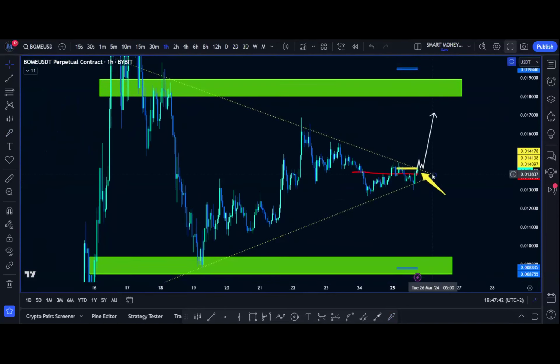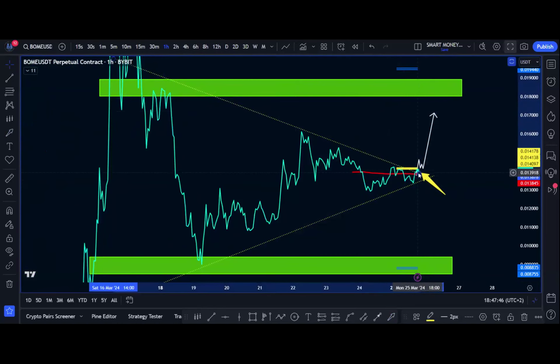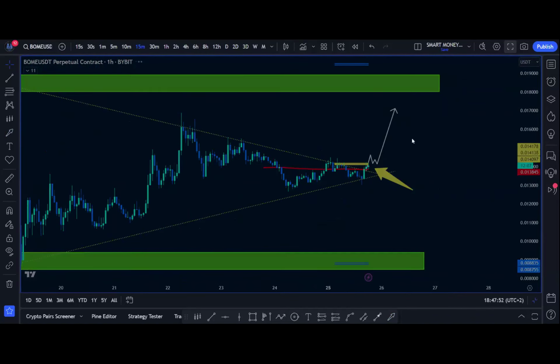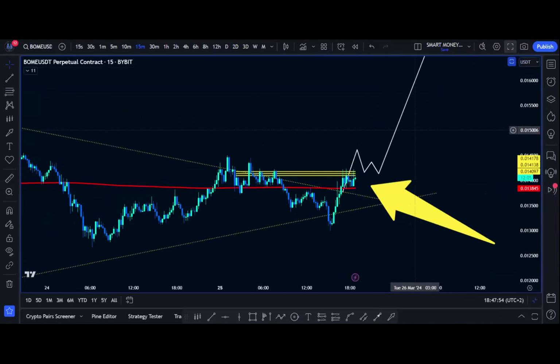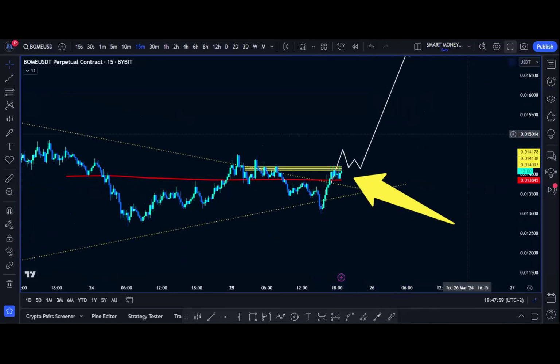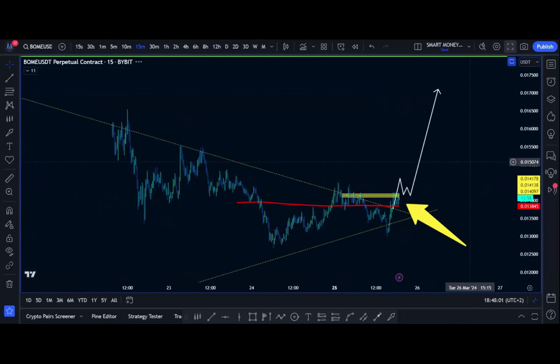So it hasn't broken this trend line yet. It hasn't, or maybe it has actually. Let's have a look. Actually, it has broken the trend line. Okay, so it actually has broken this trend line. And now all we want to see is if it gets on top of this weekly pivot, which actually looks like it is going to, guys. So keep this on your radar, guys. This could be a big one.